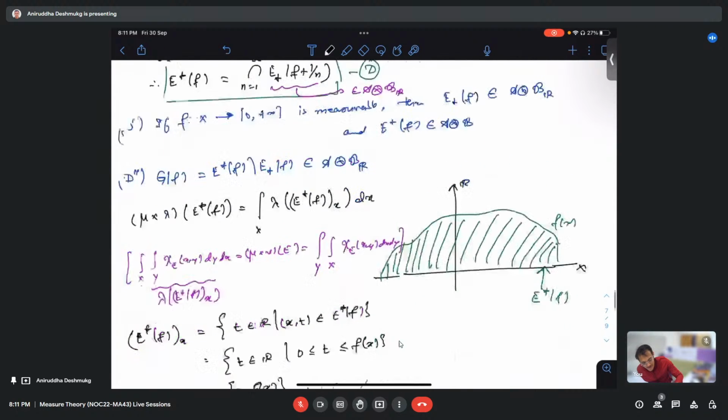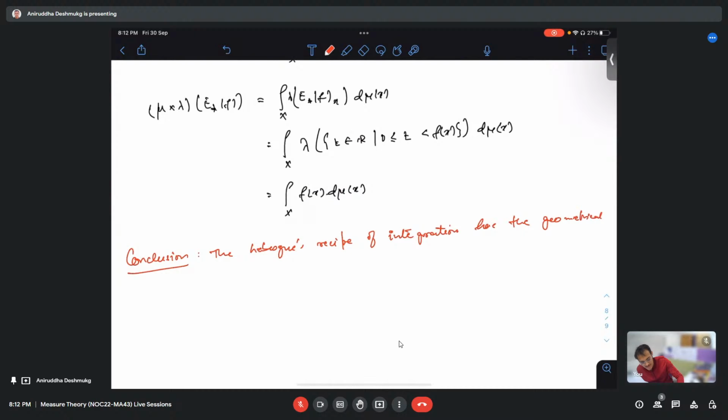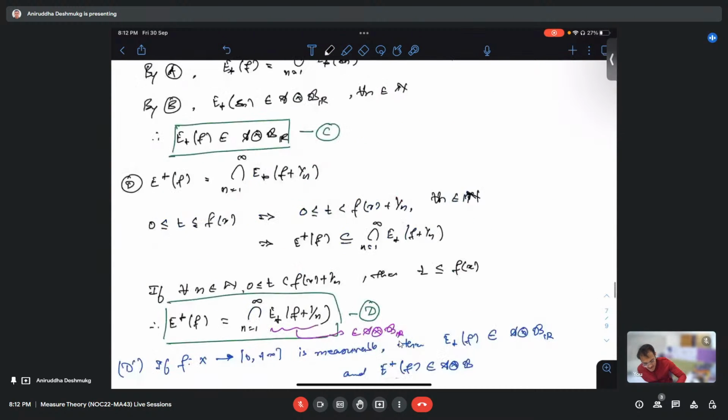So therefore, what we conclude is that Lebesgue's recipe of integration has the geometrical interpretation as the area under the graph of the given function. So with this, we sort of conclude.